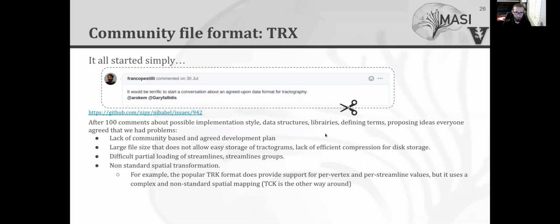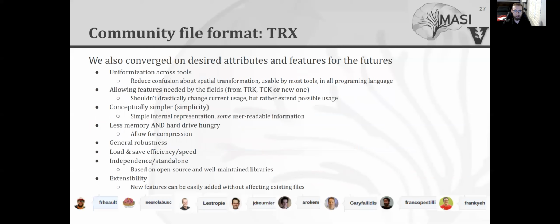I also wanted to have a quick mention of a community file format that we are working on called the TRX, because 2 years ago, it started very small. Someone asked a question about having a unified file format because it's hard to switch from software to software. A lot of people complain about current file formats that are very large, with no compression, and not very efficient. Partial loading is difficult sometimes. Spatial transformations are non-trivial.